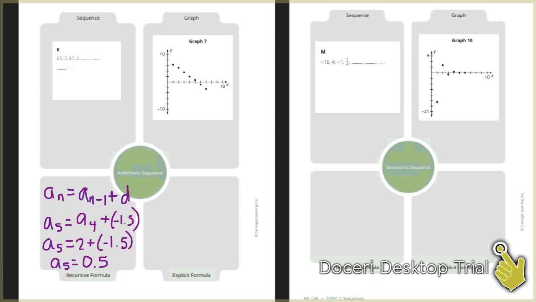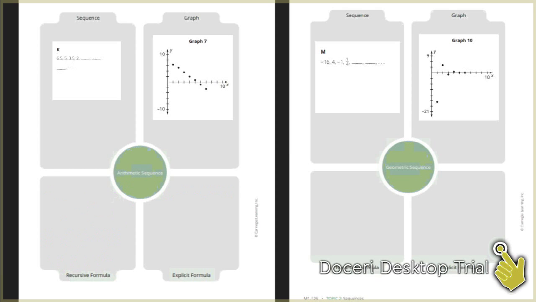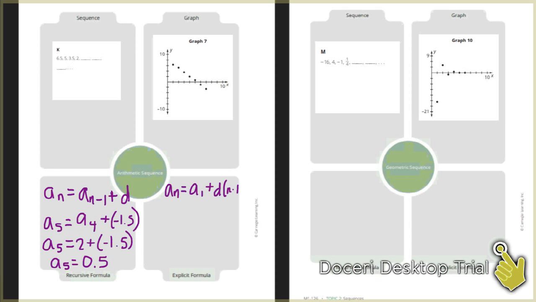You're going to write the explicit formula and also solve for the 18th term. So here we know the formula is a_n again. Then it's the first term plus the difference times (n minus 1).